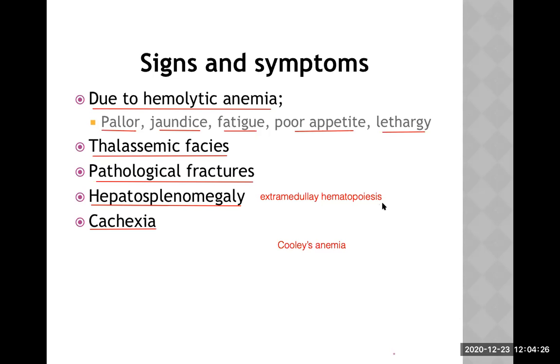Now, another one is cachexia. Cachexia means extreme thinning, extreme loss of weight. And there are multiple reasons for this. One is anorexia because of hypoxia. Another is hypoxia itself. Whenever there is hypoxia all over the body because of severe anemia, the energy cannot be utilized there. The energy production is faulty there, resulting in severe loss of weight. So let's move on.